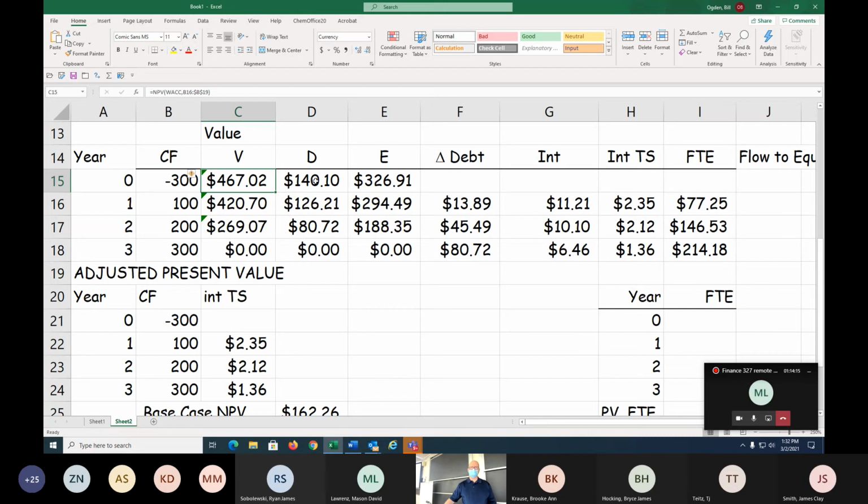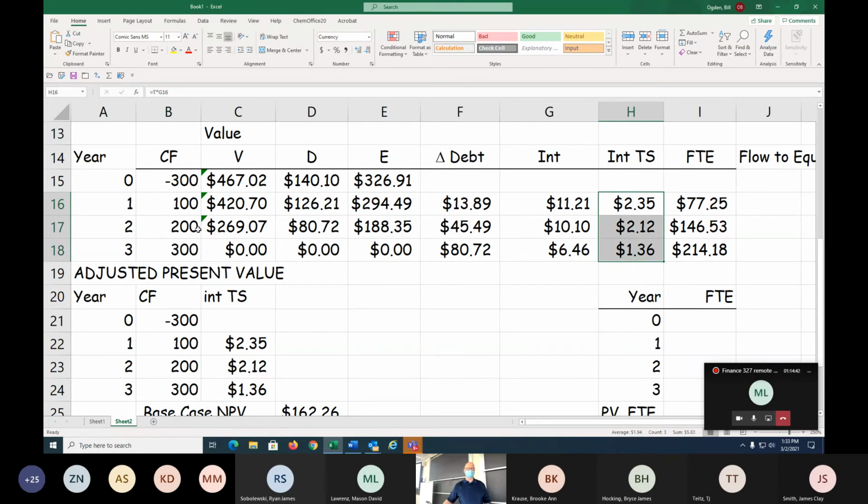How did I get the interest? The interest is a constant times the debt, isn't it? The interest rate. How did I get the interest tax shield? It's another constant, 21% times the interest. So can you see there is a direct link between these cash flows and these interest tax shields? Am I right?